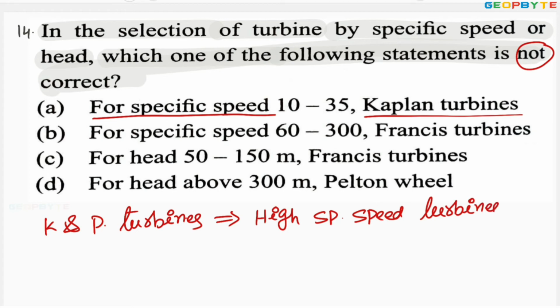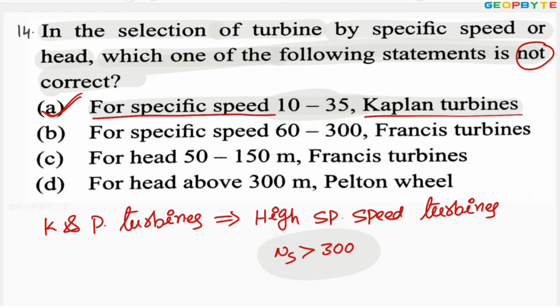High specific speed turbines, the specific speed is greater than 300. But in the problem it is given only in the range of 10 to 35. Therefore, the first statement itself is absolutely wrong. Since you are asked to decide the wrong statement, therefore option A itself is absolutely correct. I hope you got my point.